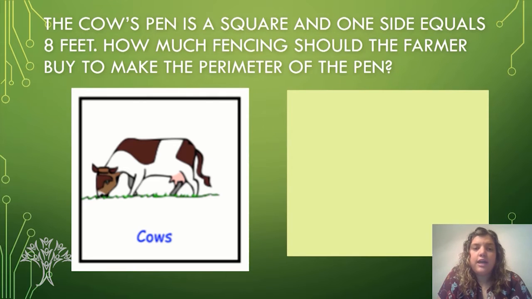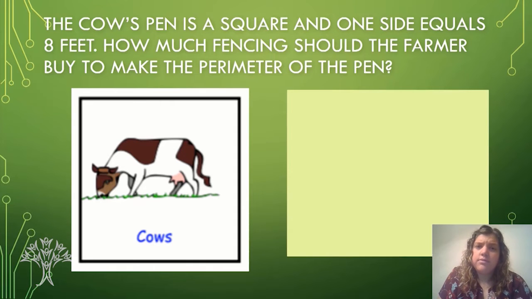We're going to move on now and talk about the cow. The cow's pen, that's the area in which the cow is staying, is a square, and one side equals 8 feet. How much fencing should the farmer buy to make the perimeter of the pen? If you're ready to go ahead and start solving, begin.